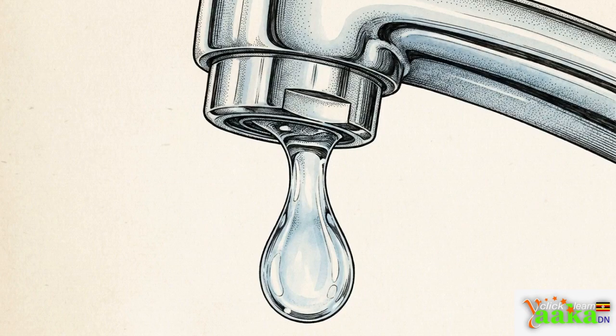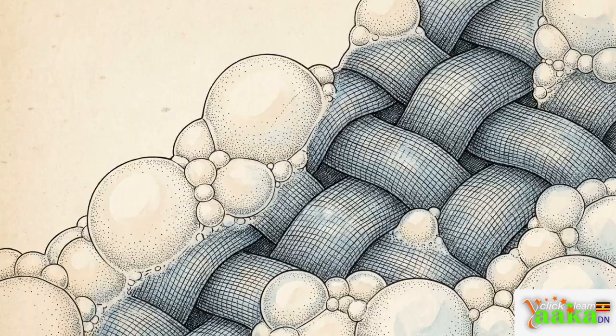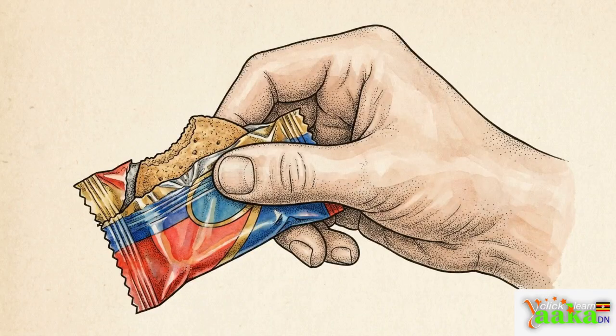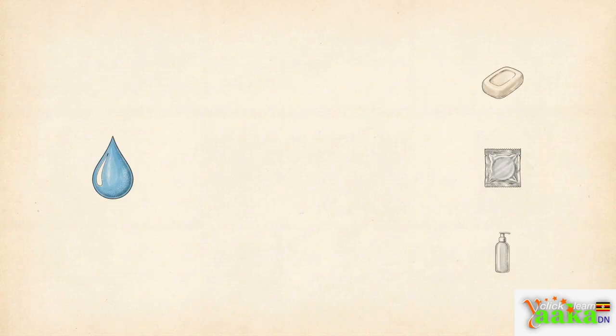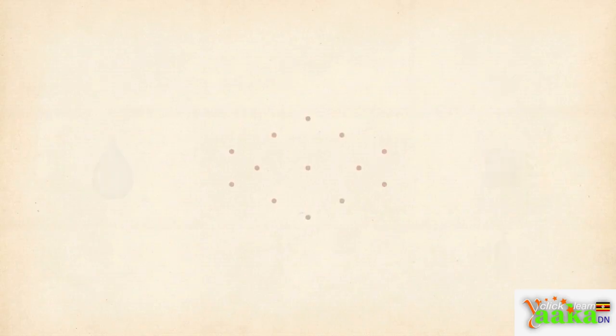The products we combine with this water, the soaps washing our uniforms, the packaged snacks we eat, the lotions applied to our skin, operate as precise chemical systems designed to interact with these specific molecules. To understand how they work, we have to deconstruct them.